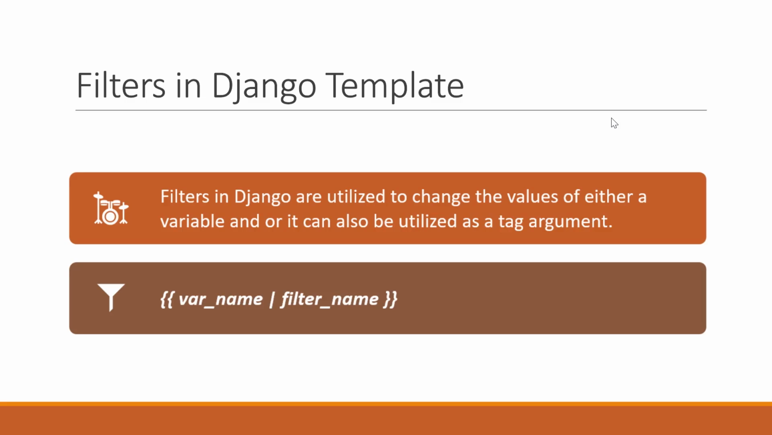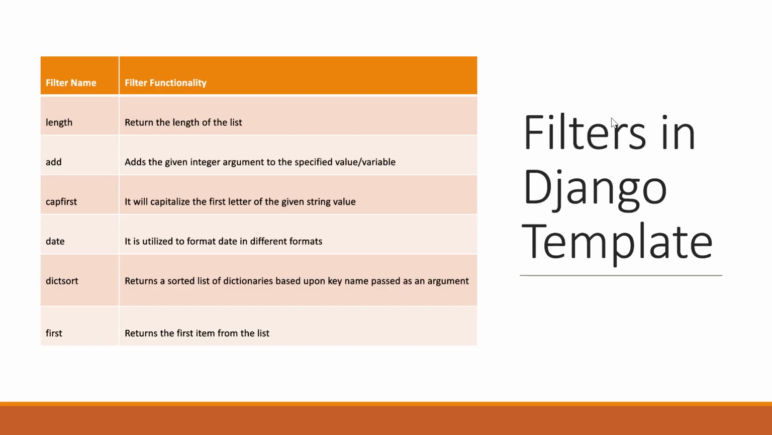So again, to define filter, how we define any value in our Django template, we use double curly brackets. So very first thing will be the variable or the value that we want. Then after this we just use one pipe character, and after that pipe character we define the name of the filter. So here is the list of some common filters that we can use in Django.